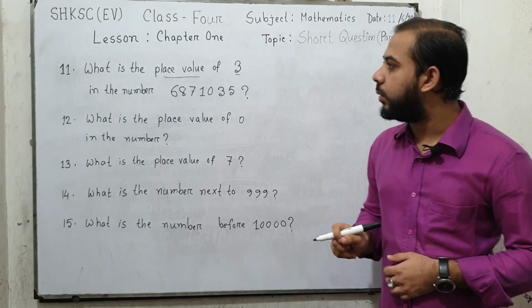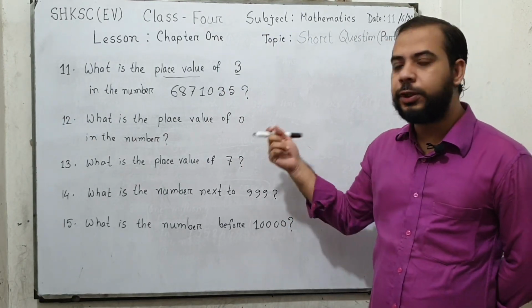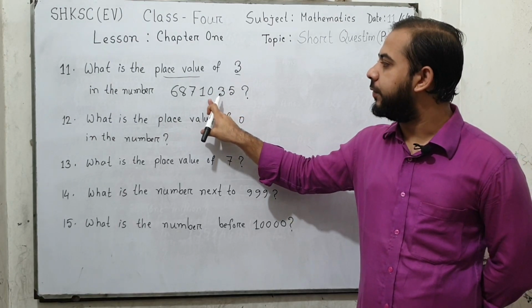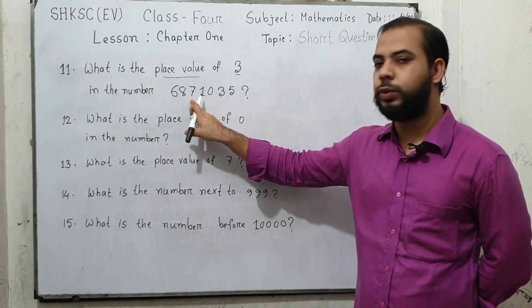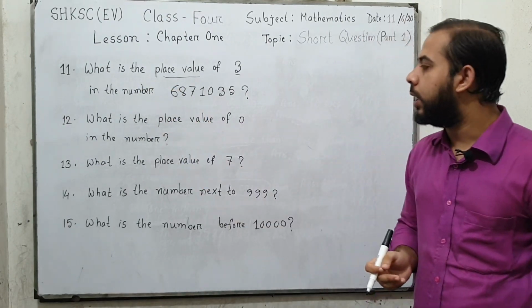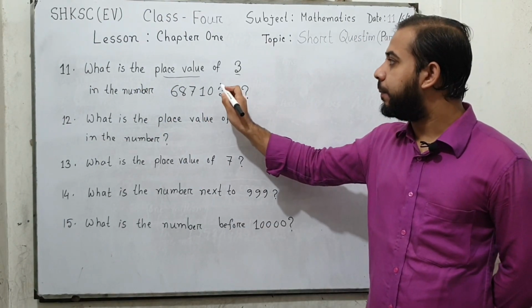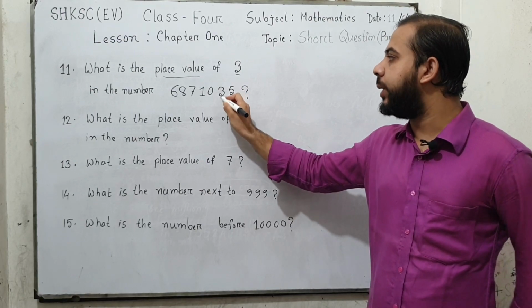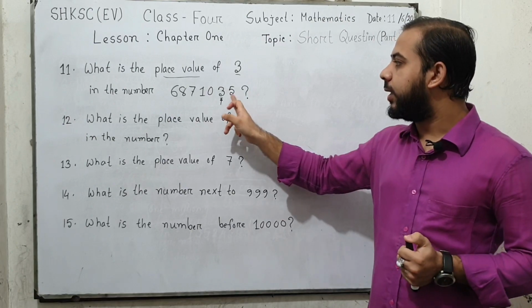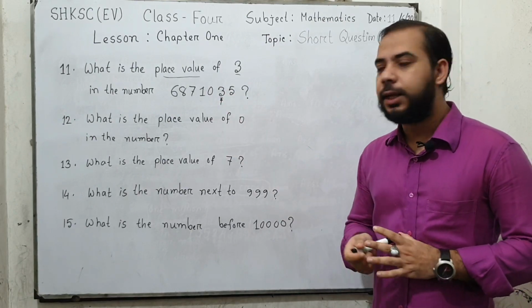So at first we say that the number, if we count, this is ones place, ones, tens, hundreds, thousands, ten thousands, then lakh, then ten lakh, then if there are any digit, that will be crore. So what is the place value of 3? The 3 is in the second position from the right side.